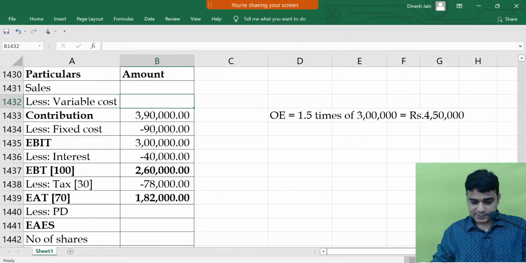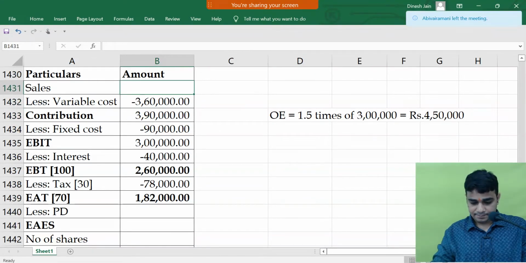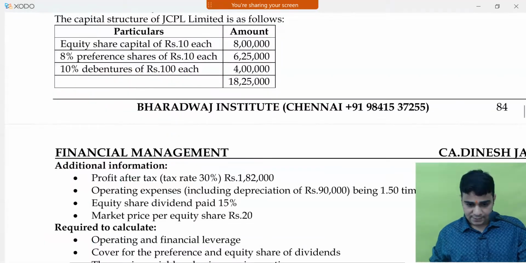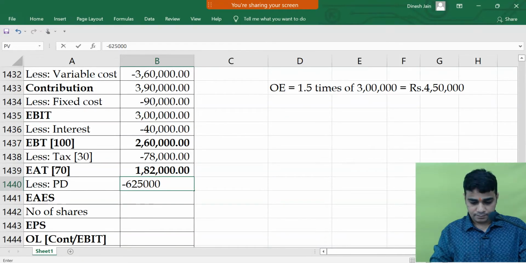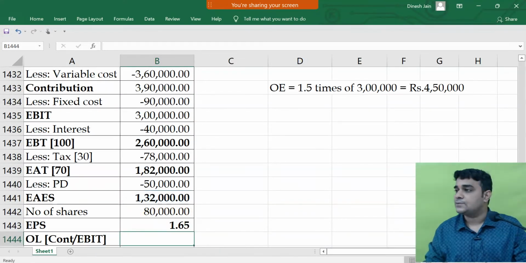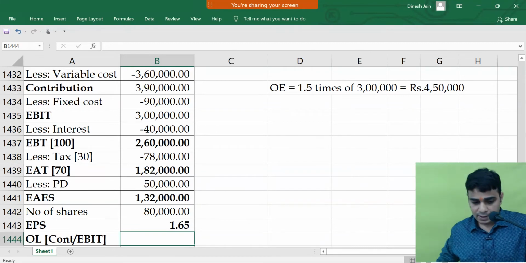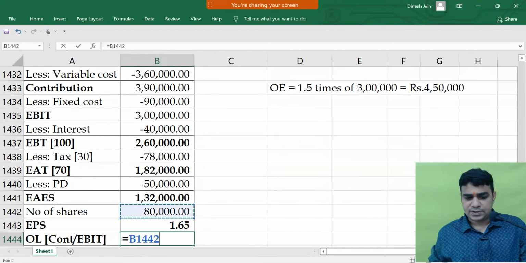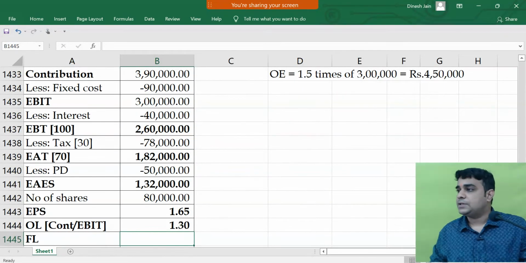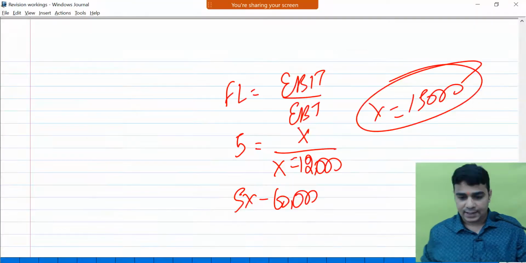and variable cost is 360, sales 7,50,000. Preference dividend is also there in this question. Preference dividend is 8% into 6,25,000, which is 50,000. EAES, number of shares are 80,000. EPS is 1.65. Now, operating leverage is very simple, which is contribution by EBIT, 1.3. I just want to do financial leverage calculation properly.